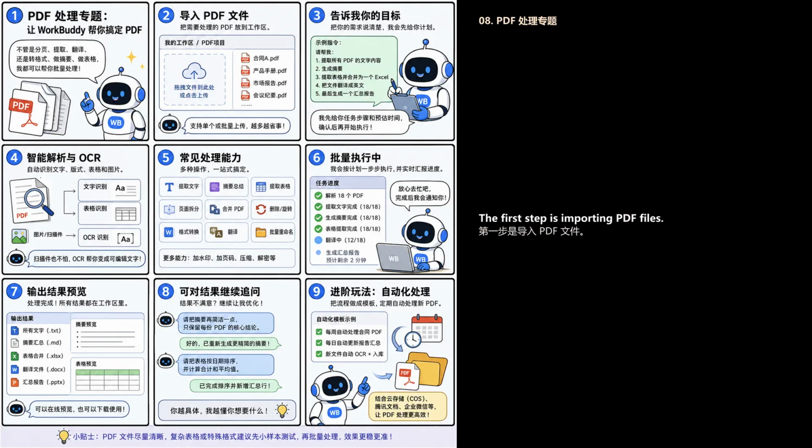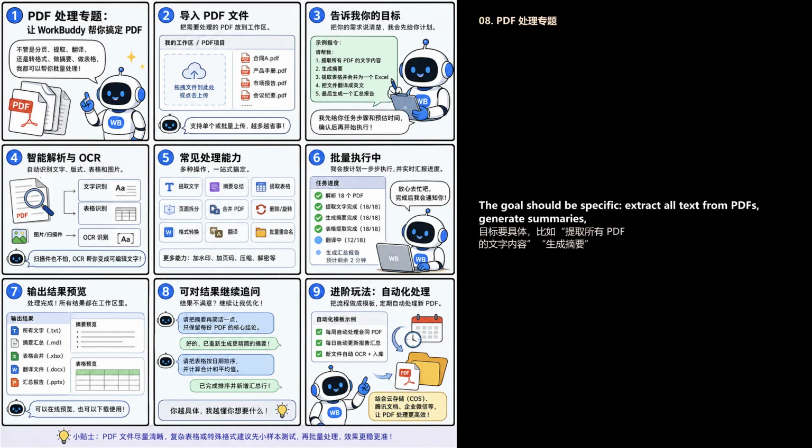The first step is importing PDF files. Put the PDFs that need processing into an isolated workspace, not mixed with unrelated files. For batch processing, place contracts, product manuals, market reports, meeting minutes, and other files into the input folder, and clearly specify that outputs go to the output folder. The second step is telling WorkBuddy the goal. The goal should be specific.